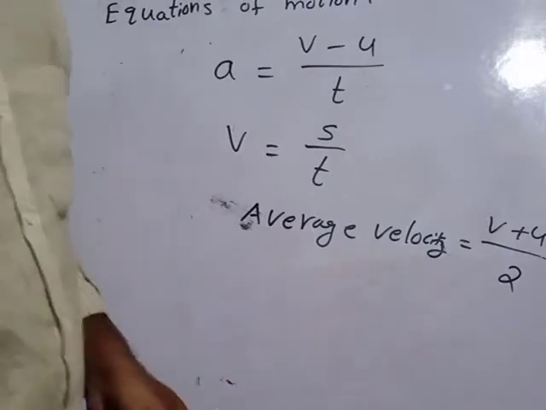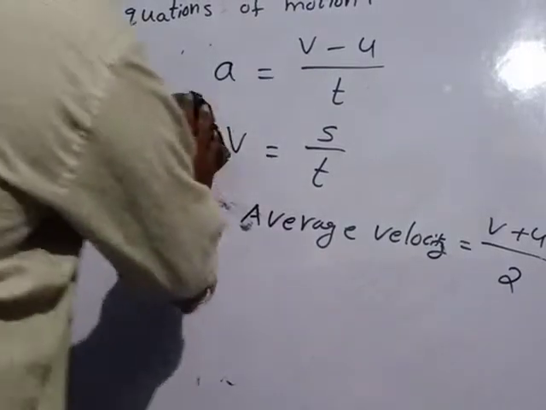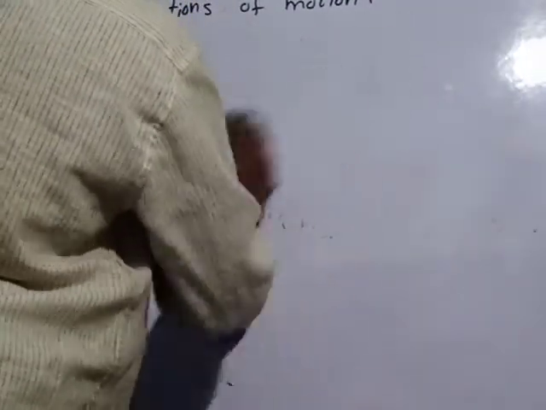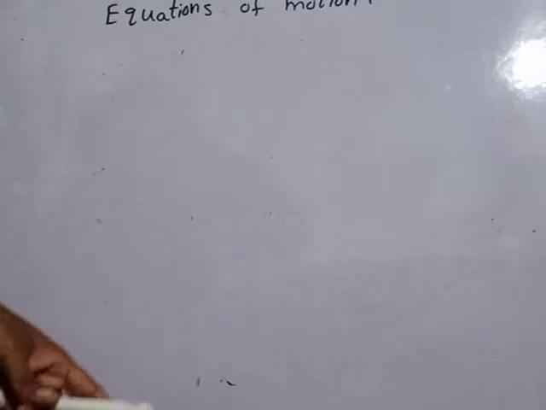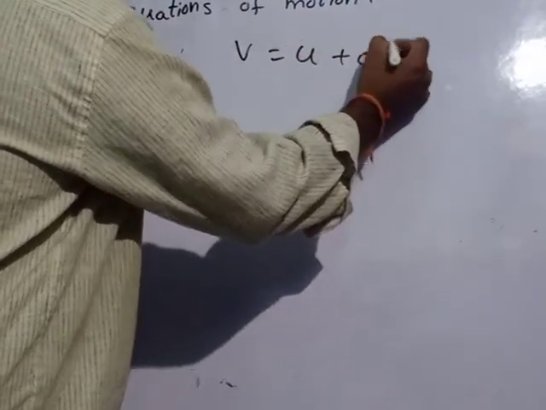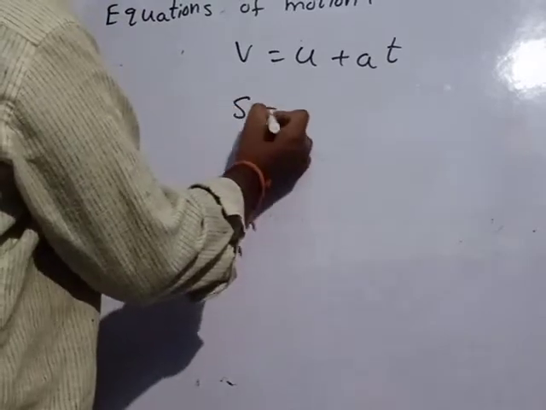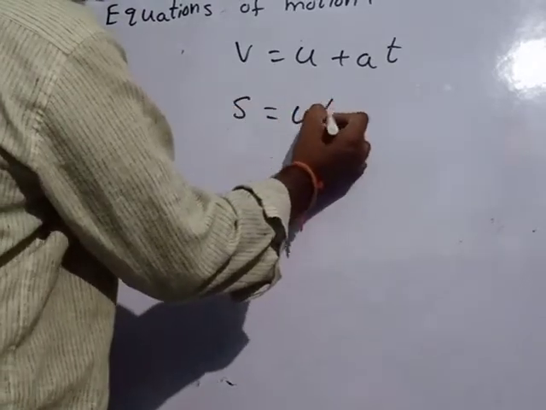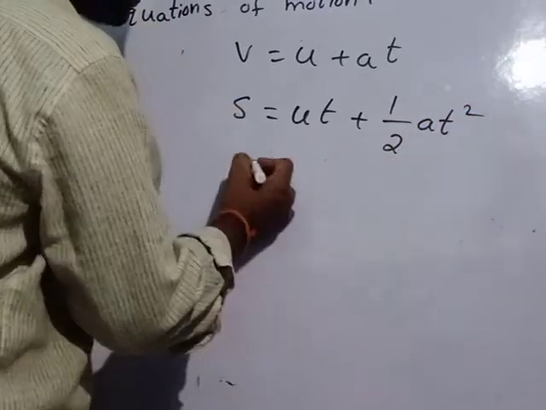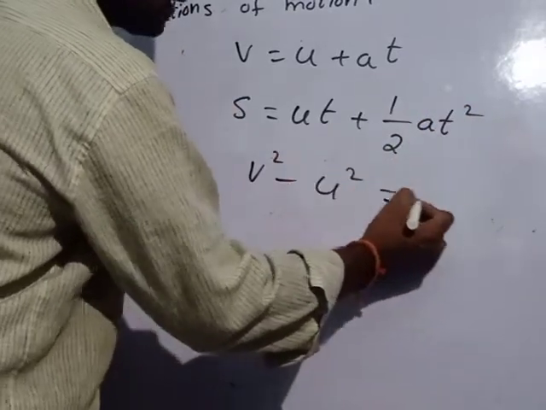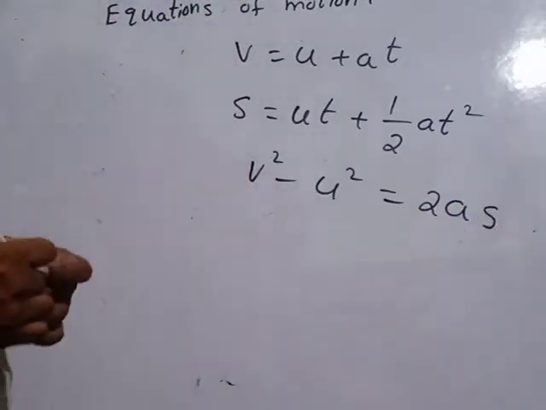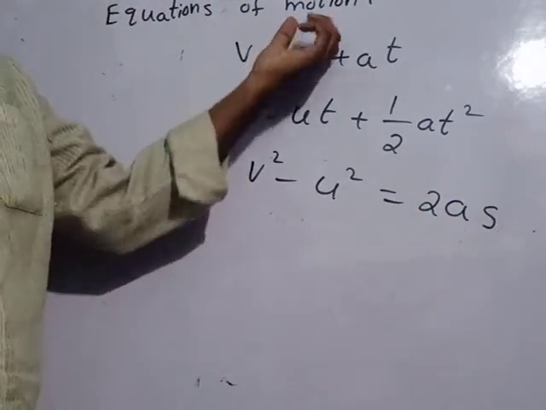Okay, students. Now, what are the equations of motion? There are 3 equations. First one is V is equal to U plus AT. Second one is S is equal to UT plus half AT square. And third one, V square minus U square is equal to 2AS. So those 3 formulas are called equations of motion.